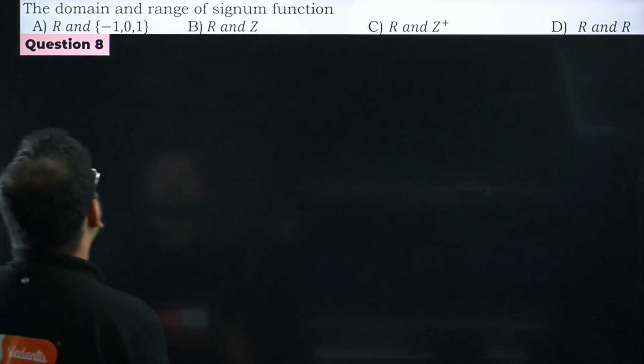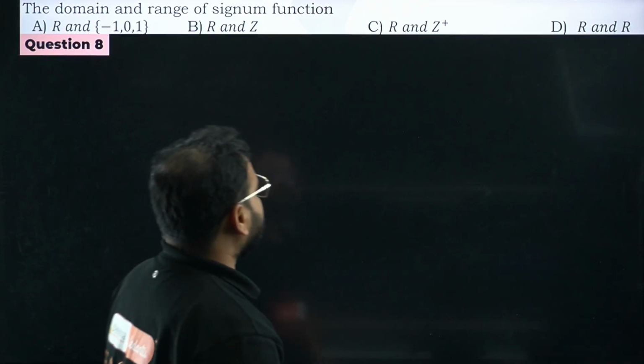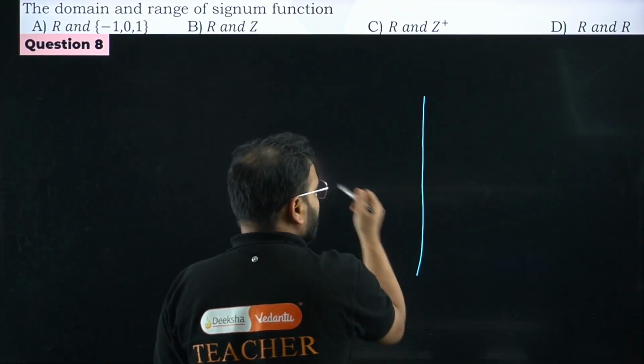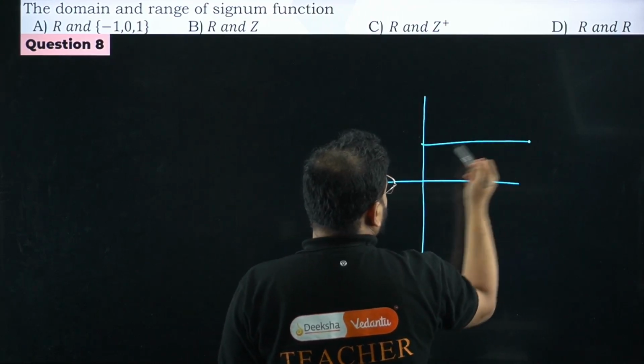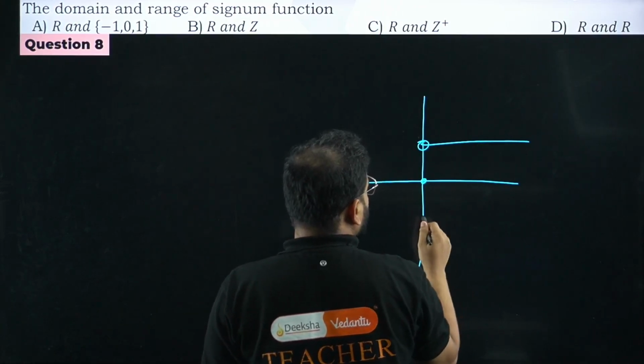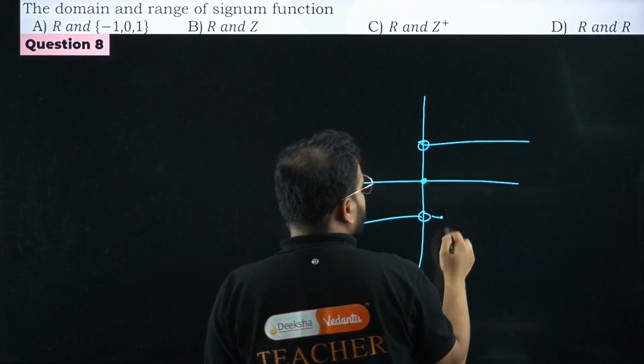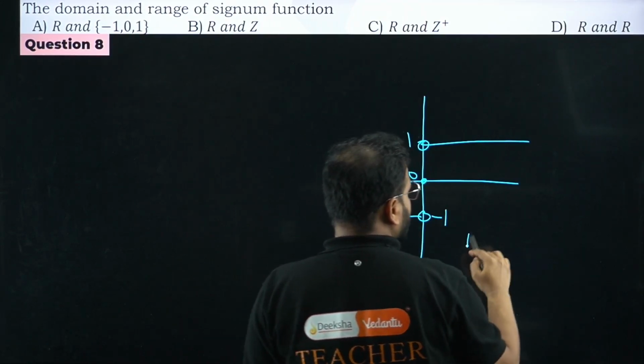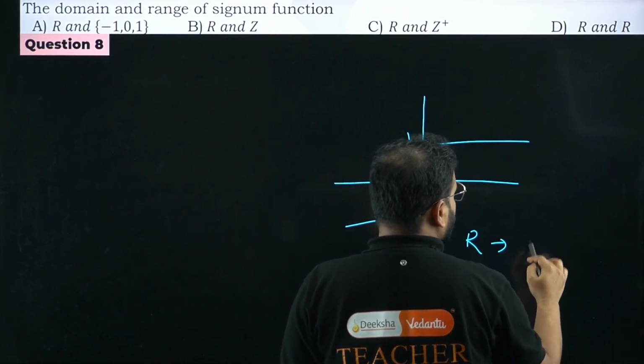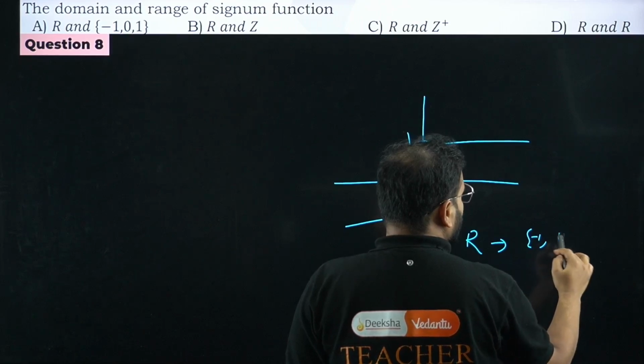Question number 8, what is there? The domain and range of the signum function. Signum function, draw the graph. This is the graph here, closed here. We have minus 1, 0 and 1 as the range. So your range is nothing but minus 1, 0 and 1.